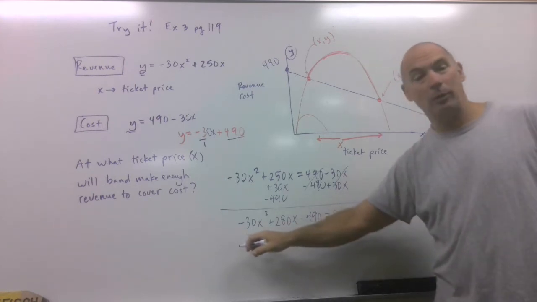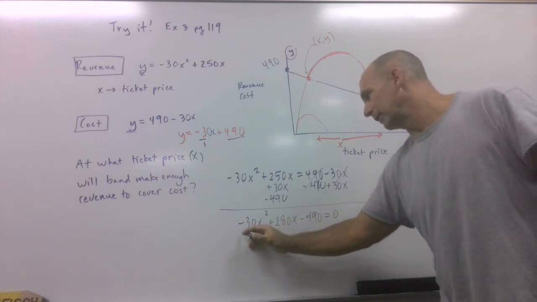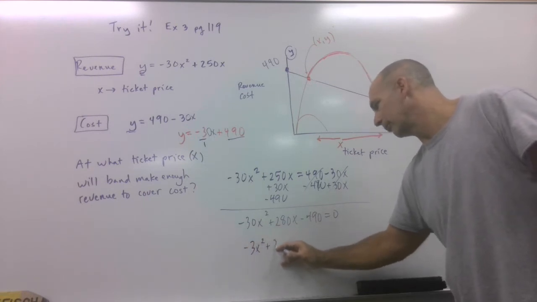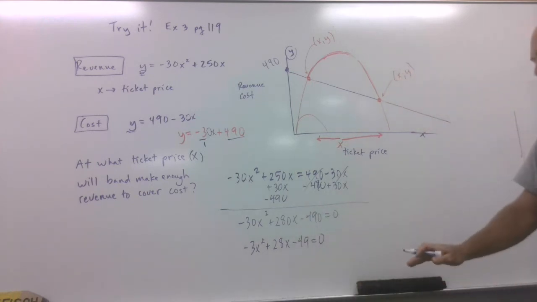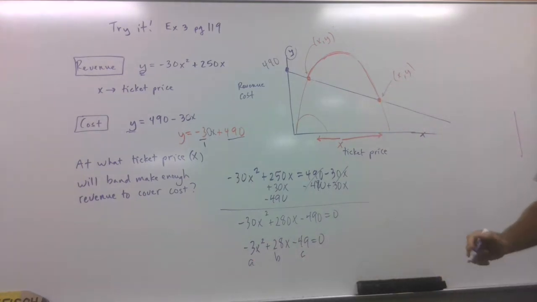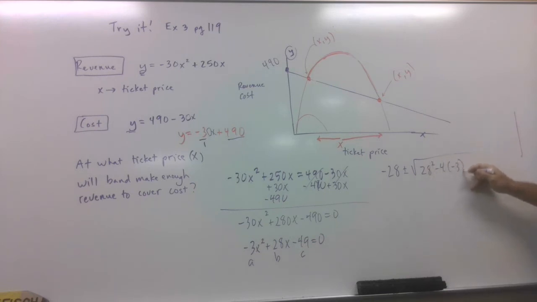You want to plug all this into the quadratic formula? I don't. So notice they'll all go into 10. So if I divide all these by 10, I'm going to get negative 3x squared plus 28x minus 49 equals 0. I'm not going to spend time factoring this. This is my A, this is my B, this is my C, and this is where your quadratic formula comes in awfully handy. So negative B plus or minus the square root of B squared minus 4 times A times C all over 2A, which would be negative 6. Now this is a mess. But I'm going to clean it up.